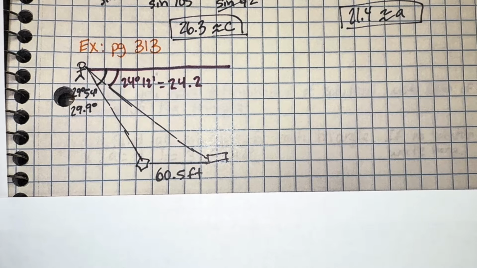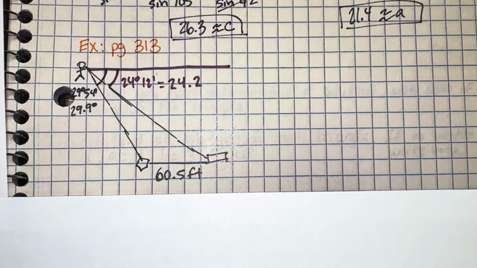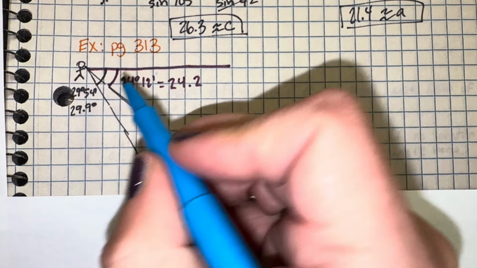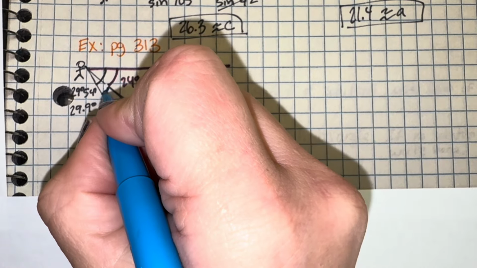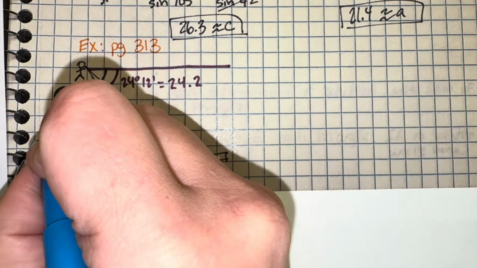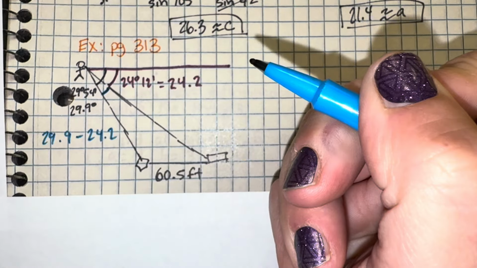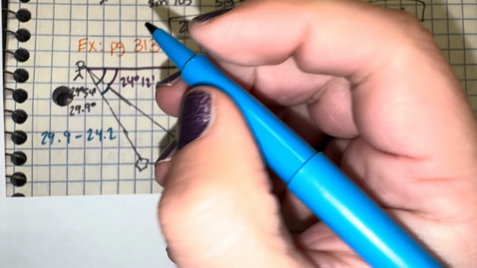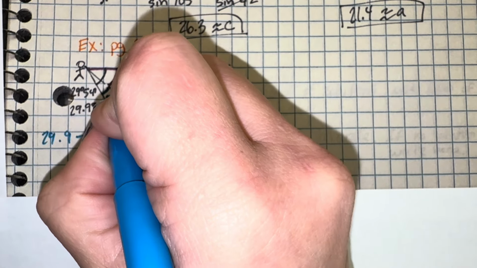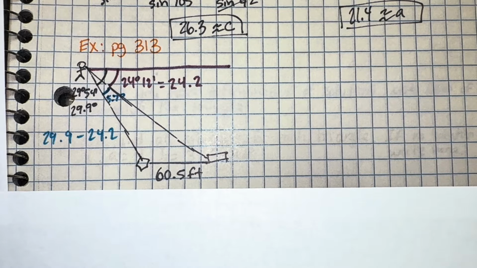I'm going to see if I can grab another color that you can actually see. Let's see. Try this blue. And for this blue angle right here, hopefully you can see it's a little different, we need to take 29.9 and subtract 24.2, and that's going to get us that blue angle right there, which ends up being 5.7 degrees. So that top angle of that triangle is going to be 5.7 degrees.